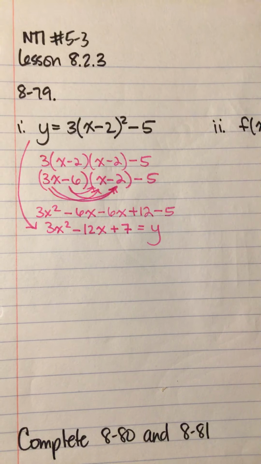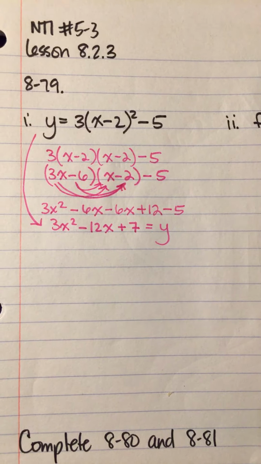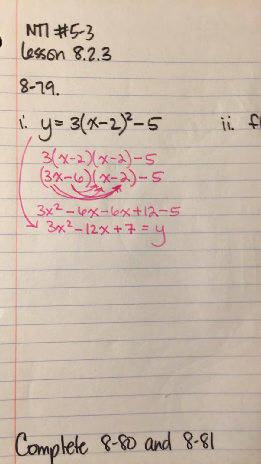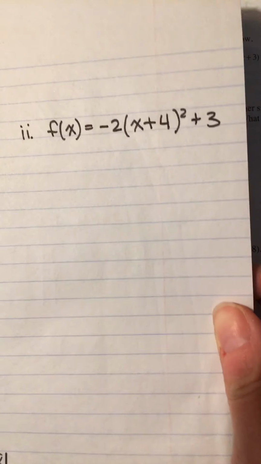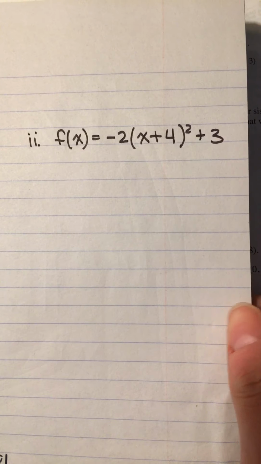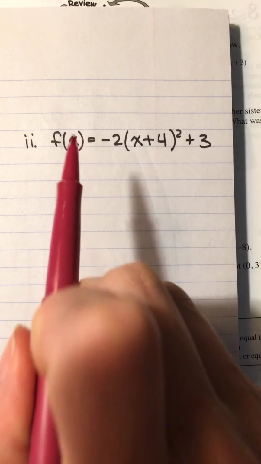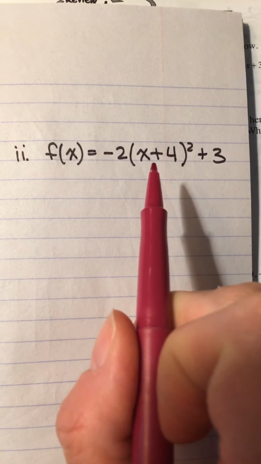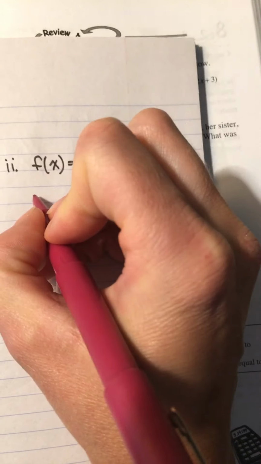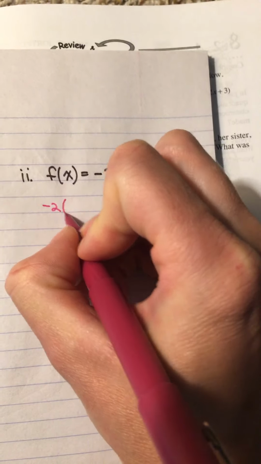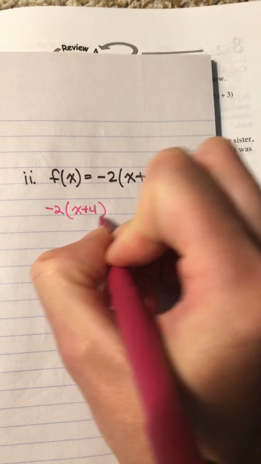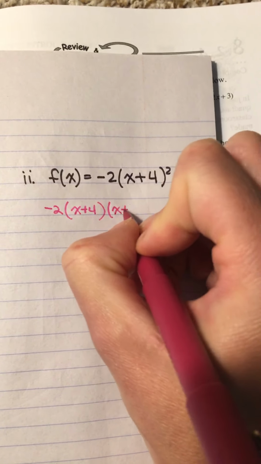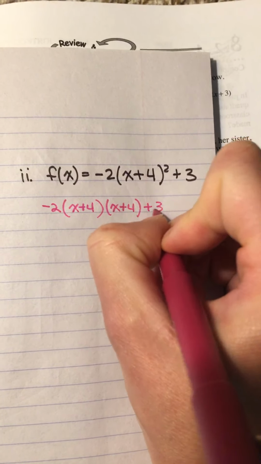Okay, let's look at one more, and then I'm going to let you work on 880 and 881. So now I'm going to look at number 2 of 879. This one, they just have it in function notation, same thing. So I'm going to do the same thing. I'm going to go ahead and rewrite this as negative 2 times the quantity of x plus 4 times the quantity of x plus 4 plus 3.